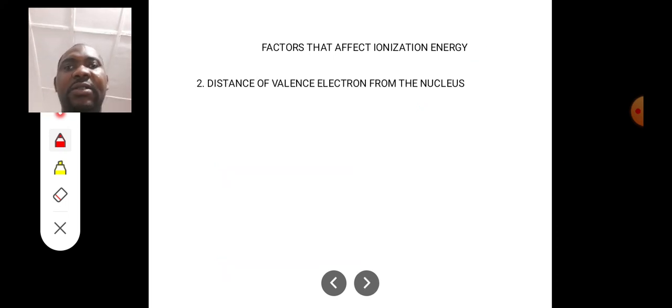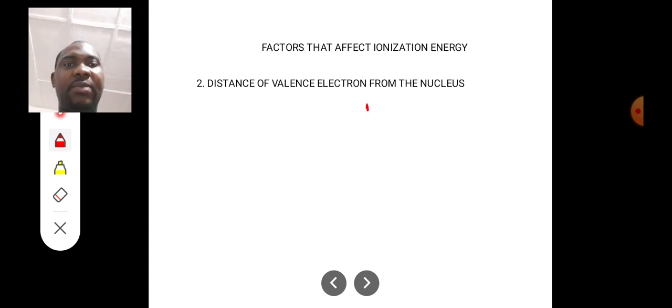Another factor is the distance of valence electron from the nucleus. So I want to say this, that the farther an electron is from the nucleus, the easier it is to remove the electron. Okay, so the farther a parent is from the child, the easier it is to separate the child from the parent because of distance. That's the same thing here. And this is the reason why ionization energy reduces as you go down the group. Nuclear charge is the reason why ionization energy increases across the period, but distance of valence electron from the nucleus is a reason why ionization energy reduces as we go down the group.